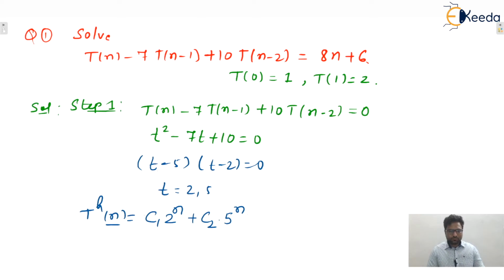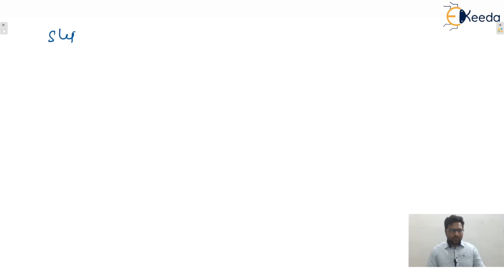Step 2. In step 2, in the right hand side of this particular inhomogeneous LRCC, there is a linear function. So what will be the particular solution for that? That will be d naught plus d1 n. That is the second step.